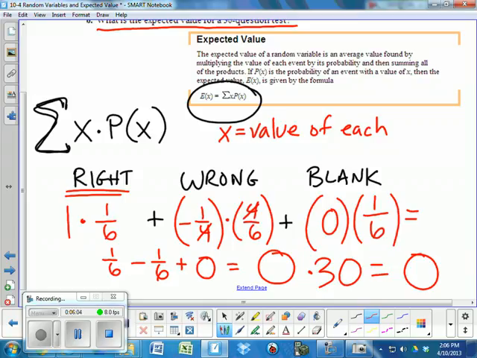But that's a little bit about expected value. Just keep this formula in mind. You're going to use it on example A and on number 3 on the green worksheet. You take the value times the probability, value times probability, and add them up.